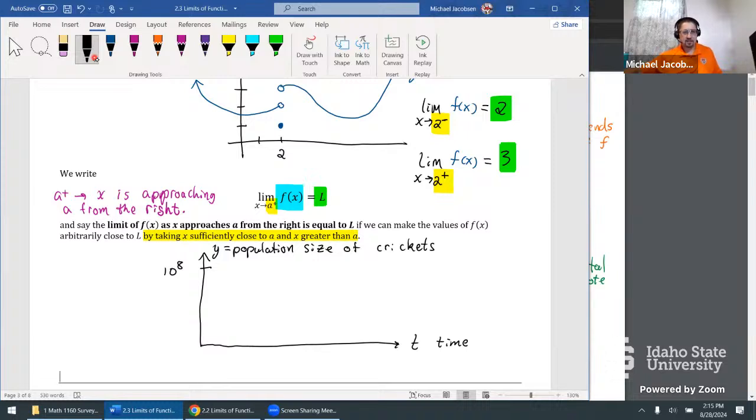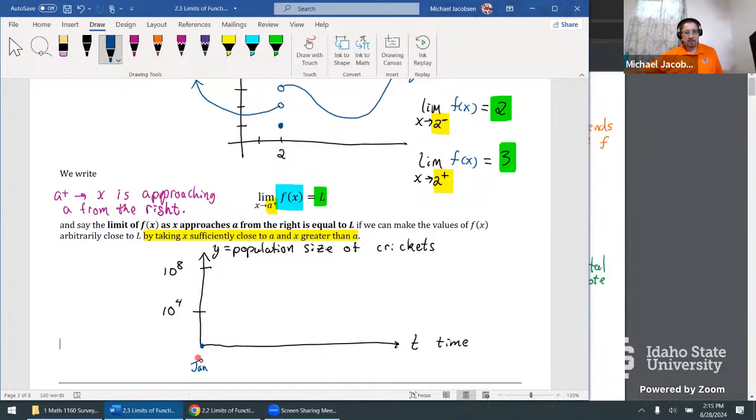So I have a tick mark, 10 to the power of 8. This would be 10 to the power of 4. And this is t for time. Let's say we're starting out in, sorry, I lost my red dot. We're starting out down here corresponding to 0, meaning January 1st. Well, the cricket size is going to be down here, pretty much flat. And as you go through, let's actually put some units here, January.